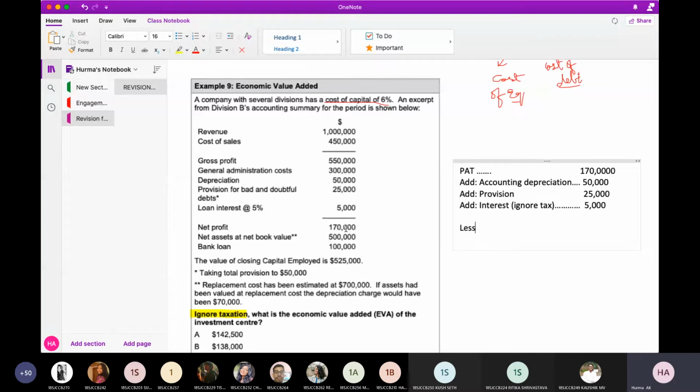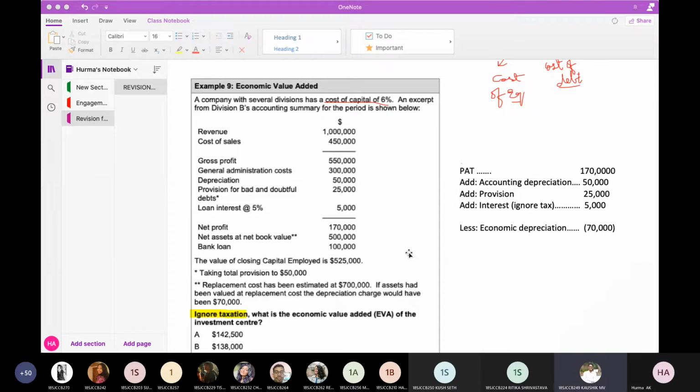What to be deducted then? Economic depreciation. Economic depreciation, very good. So you have to deduct 70,000 depreciation. Absolutely right. The way to figure out the difference between accounting and economic depreciation is that the accounting depreciation will be given in the statement. Exactly, in the statement. It will be given in your adjustments.